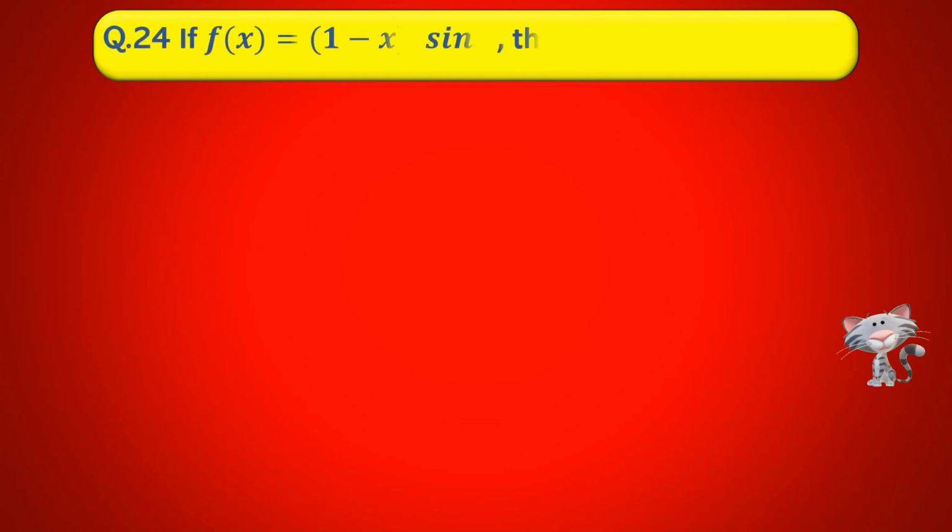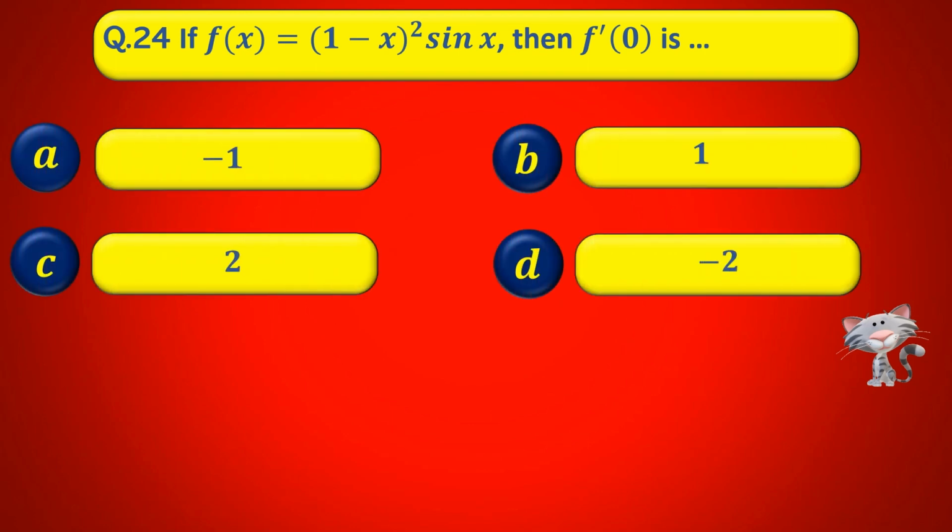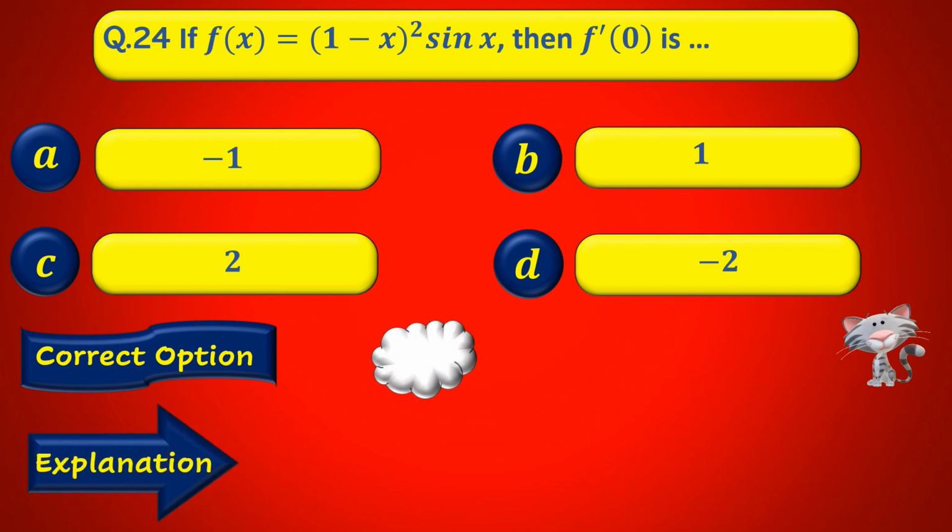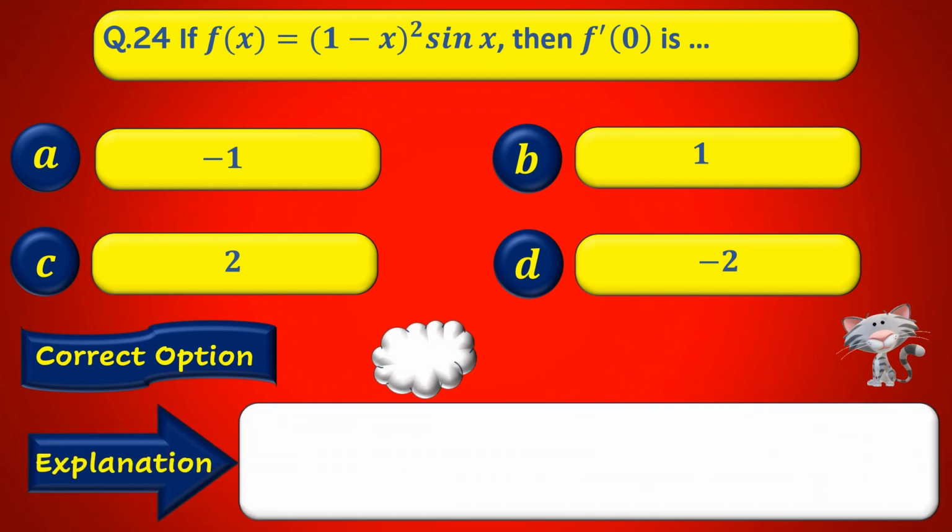Question 24. If f of x is equal to 1 minus x whole square into sine of x, then what is f dash 0? The options are, but what is the correct option? Let's find out. We take the derivative of the given function f dash x and apply the product rule on the right hand side. Sine of x into the derivative of 1 minus x whole square plus 1 minus x whole square into the derivative of sine of x.